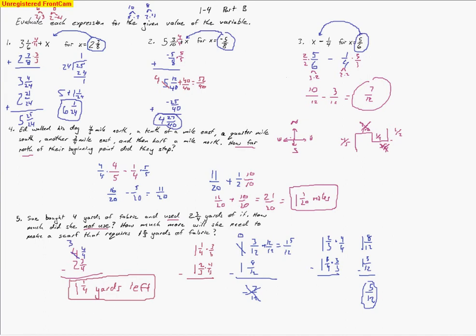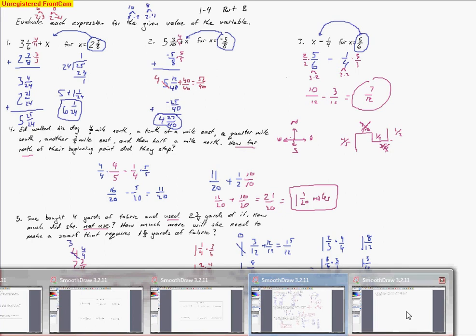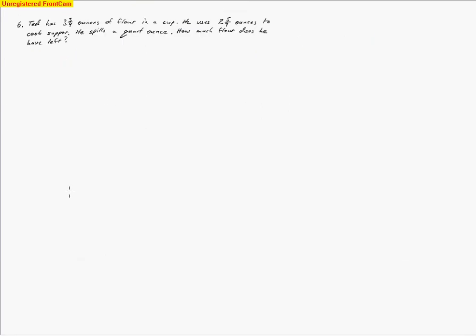Let's take a look at one other problem here. And this one says that Ted has 3 3/4 ounces of flour in a cup, and he uses 2 5/9 to cook supper. He spills a 1/4 ounce. How much does he have left? So let's take the 3 3/4 and let's subtract the 2 5/9.